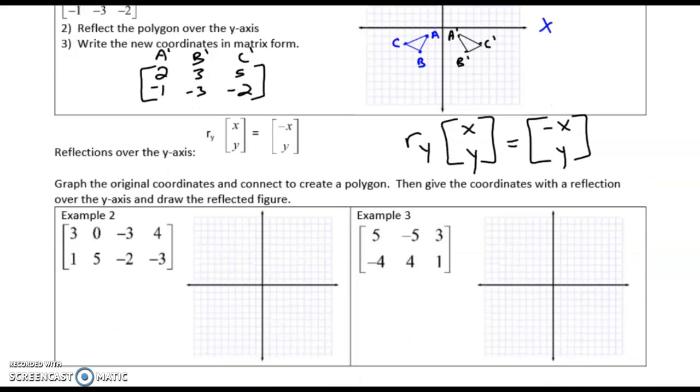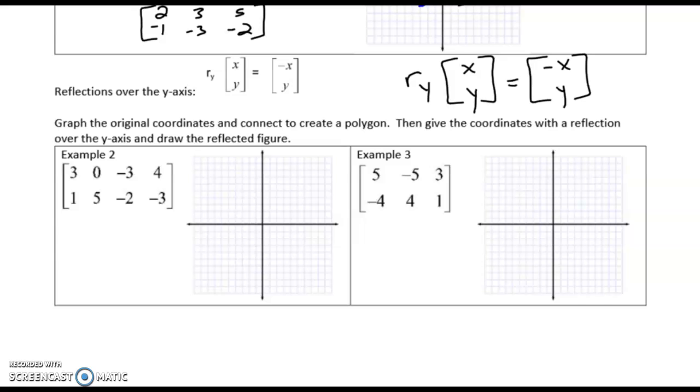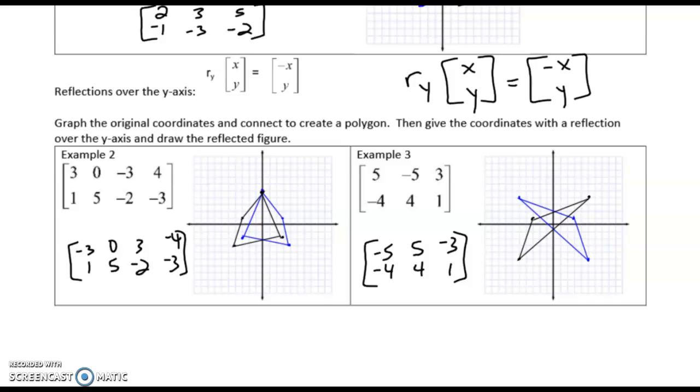All right, so go ahead and do the last two. You can pause it, and then we'll pop the answers up here. All right, so if you do the reflection over the y-axis, again, it's just going to be the x-coordinate that becomes the opposite sign. The y-coordinate stays the same.